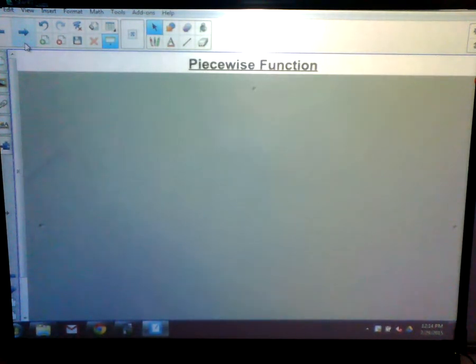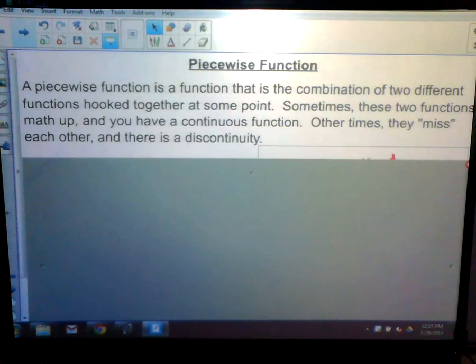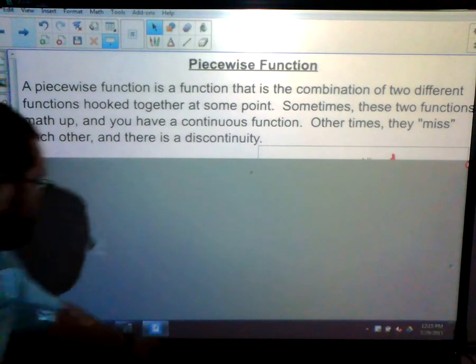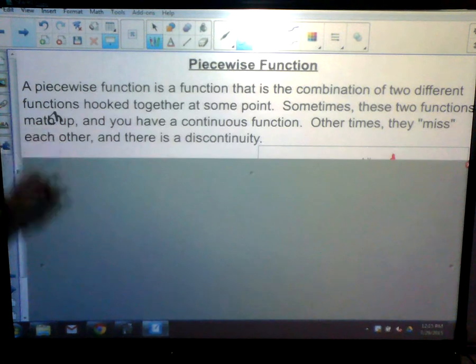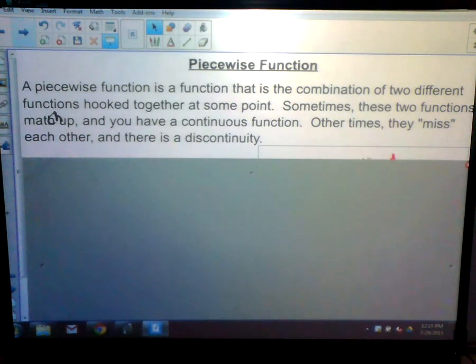Piecewise functions. A piecewise function is a function that is a combination of 2 different functions hooked together at some point. Sometimes these functions match up and you have a continuous function. Other times they miss each other and there's a discontinuity.